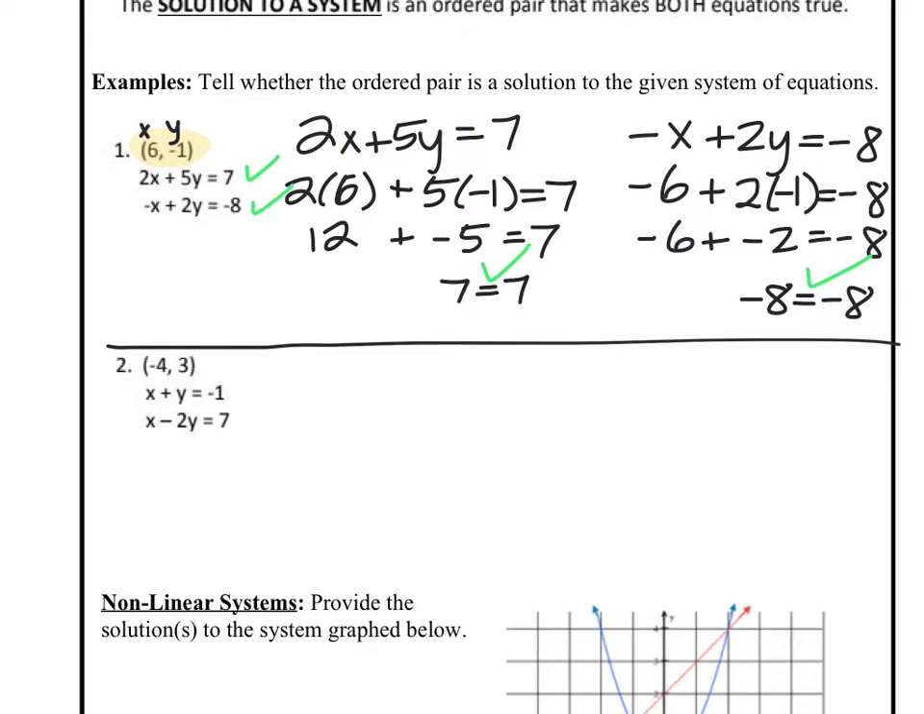Yes. Okay, so it worked for both equations. So do you guys think this is a solution to the system? Yes. It is, because it makes both equations true. So you're going to take the point and plug it into both equations. Once you've done that and checked to see if it makes both equations true, you can make a decision.